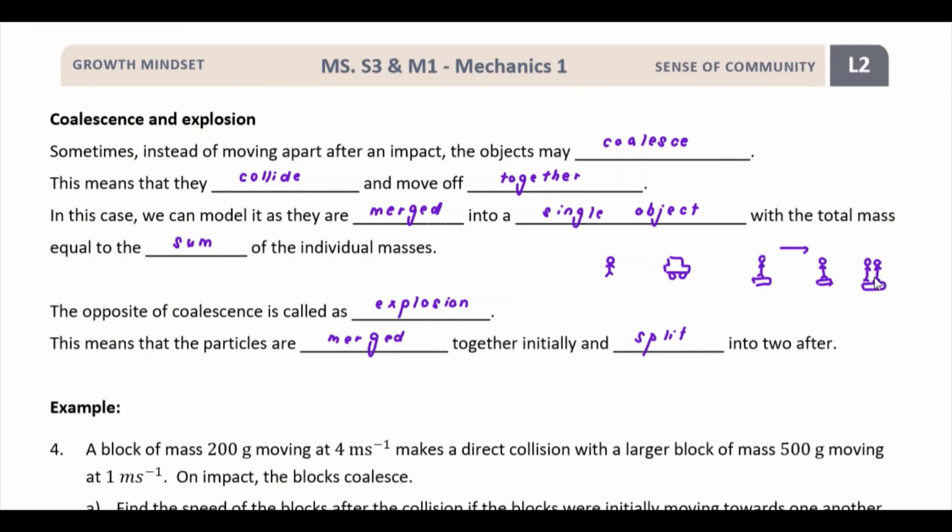Then when they release their hands and go back to the initial state, that means an explosion has happened. I hope you can get the idea of it. So we'll be looking at two examples where the objects move together.